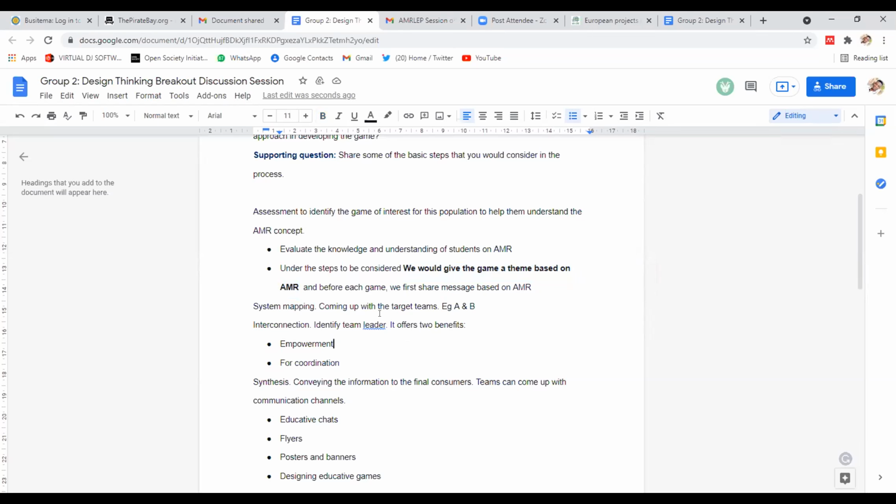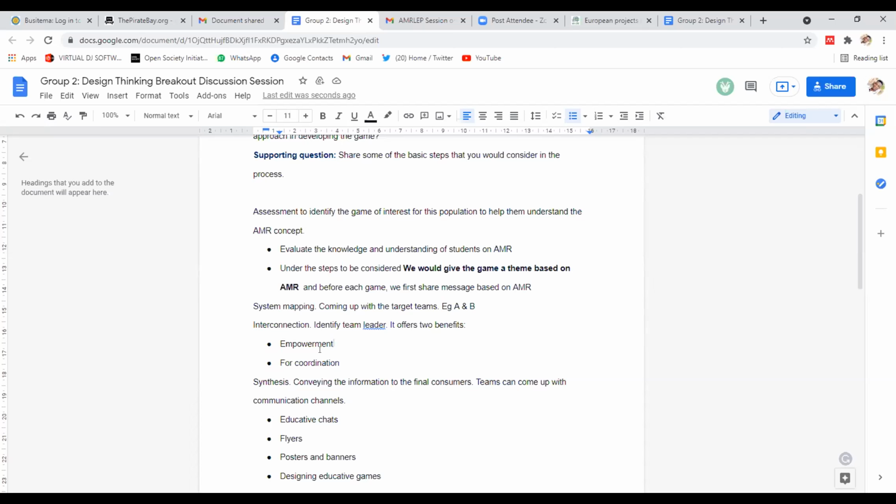Here we're going to come up with different teams within the target population. For example, we can come up with team A competing with team B, or we can have 3 teams, 4 teams, depending on the population that we are targeting. Then after mapping our system, our population, we want to bring out the component of interconnectivity. Here we're going to identify team leaders in each of these teams. Basically the team leaders will help us here and there.